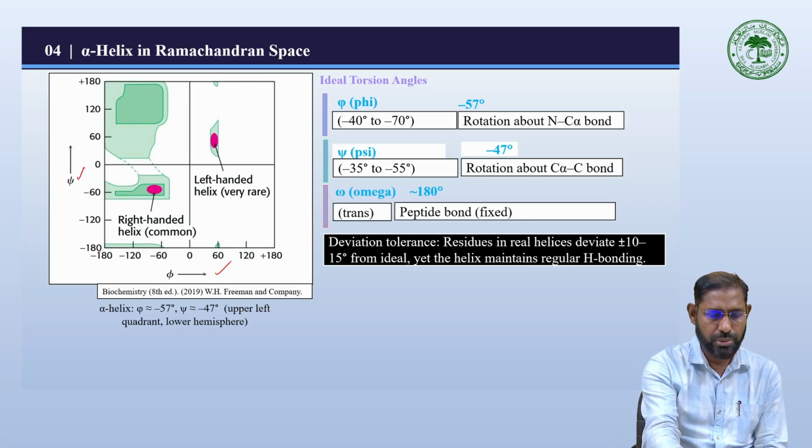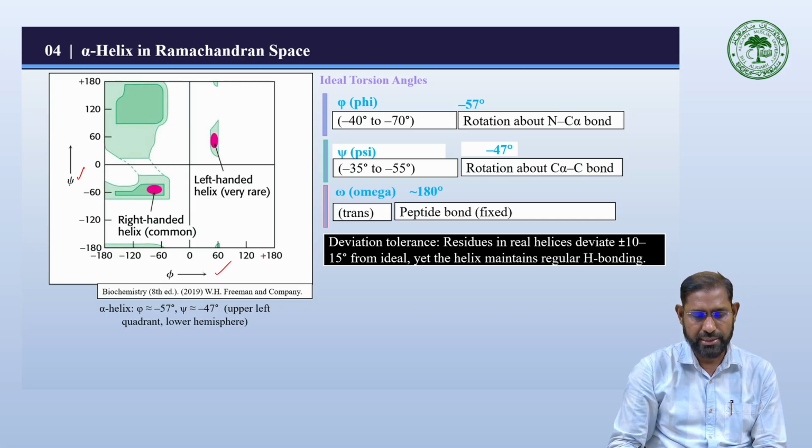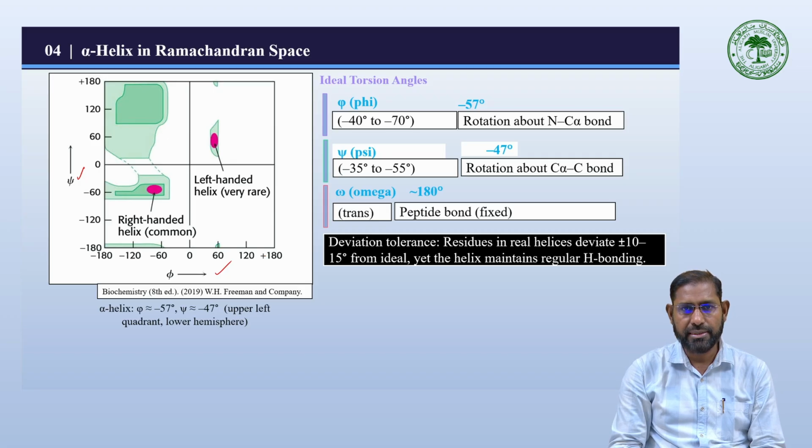Minus 180 is the minimum and plus 180 is the maximum angle of rotation, on both the x-axis and the y-axis. So what happens? The right-handed helix is very common in the range of minus 60 of psi and minus 60 of phi. This is the range for the right-handed helix, and it is very common. The left-handed helix is very rare. It is in the range of plus 60 of phi and psi angle. That is very rare.